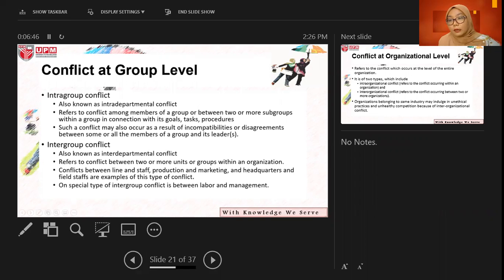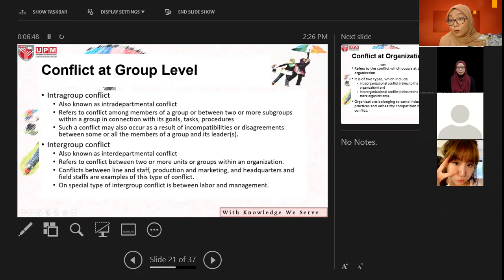So when we say intragroup, it means the conflict arises due to elements related to our group, for example goal, task, and procedure. The goal is the goal of our group. The task is what we should implement. The procedure is the way or process we should go through to achieve our group goal.